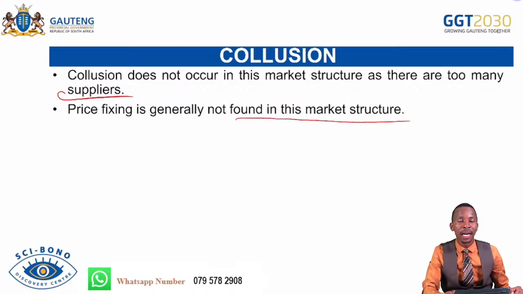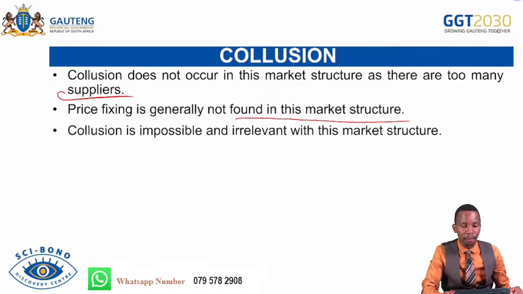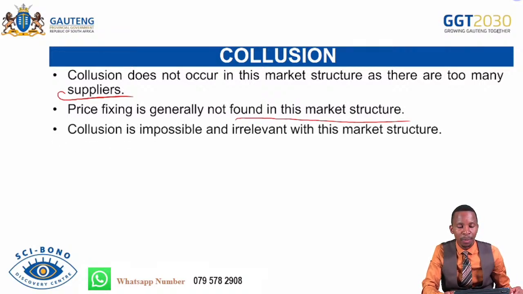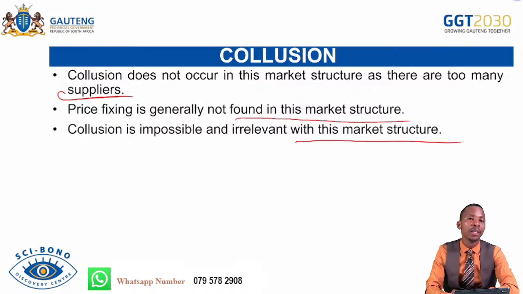Firms competing under monopolistic competition do not do what we call price fixing. Collusion is totally impossible and irrelevant in this market structure. So they don't collude, like I've said, to determine the size of output for the market. Each firm is always acting independently because they ensure that the goods sold are differentiated.